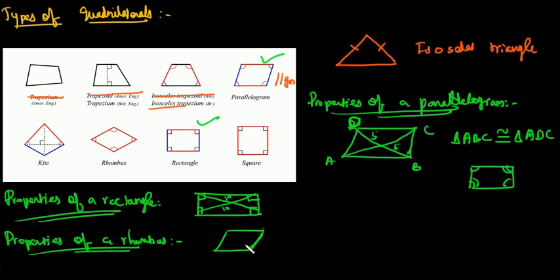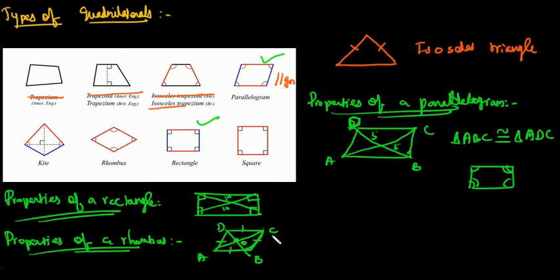Consider this as a rhombus. Let's name it A, B, C, D. Let's say the diagonals meet at O. Since every rhombus is a parallelogram, all the properties of a parallelogram belong to a rhombus also. And all the sides are equal in a rhombus. That's what we said.